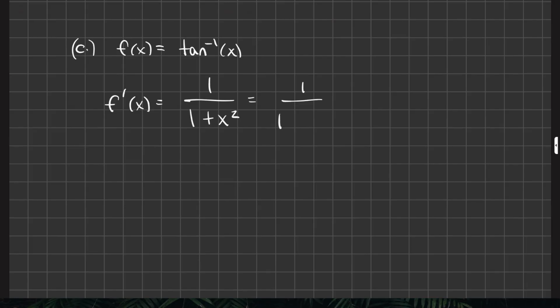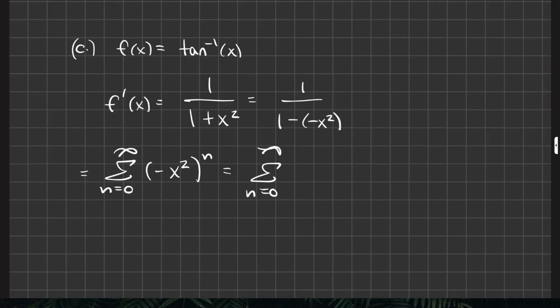Let's rewrite this as 1 over 1 minus (minus x squared). So this is the power series from n equals 0 to infinity of (minus x squared) to the n. We'll pull out a (-1) to the n, and then this becomes x to the 2n. Now, this is our power series for f prime of x, right? We want a power series for f of x. So to go from f prime to f, we integrate.